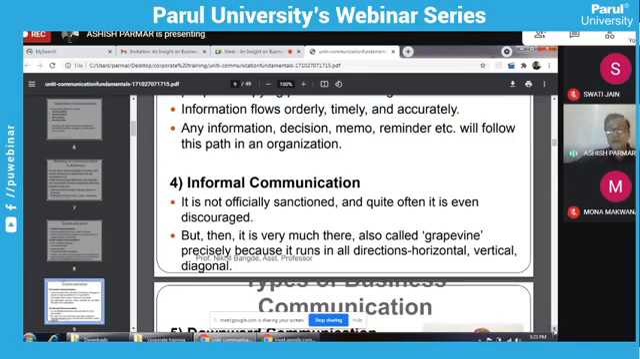So in business communication, grapevine communication is not promoted or accepted, precisely because it runs in all directions: horizontal, vertical, diagonal. Grapevine communication happens anywhere. It doesn't follow a proper channel or a proper escalation chain, like a subordinate writing to his immediate supervisor, the supervisor then writing to his manager, the manager writing to the head, or whatever. It happens like a rumor anywhere. So that is not proper. In business communication, you should always avoid this kind of grapevine communication.